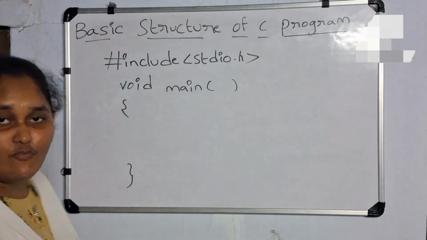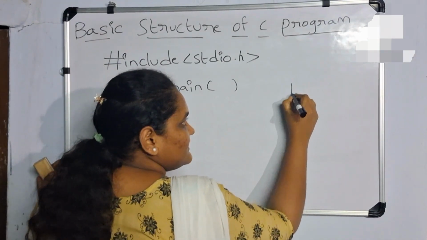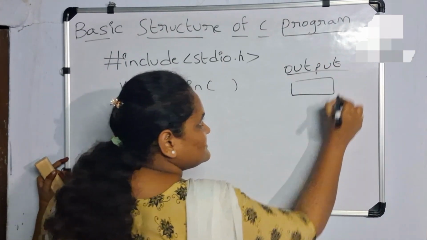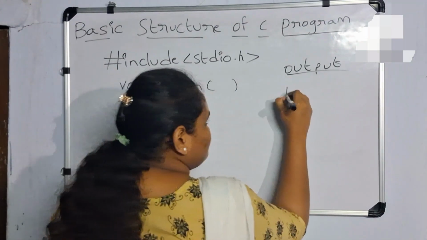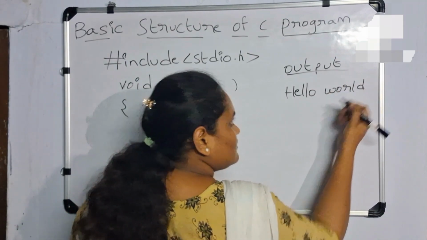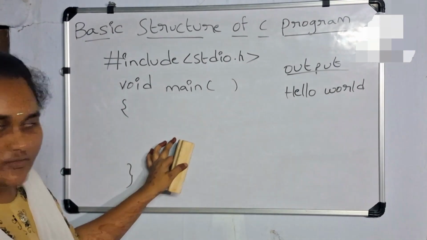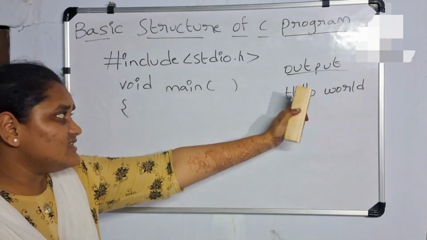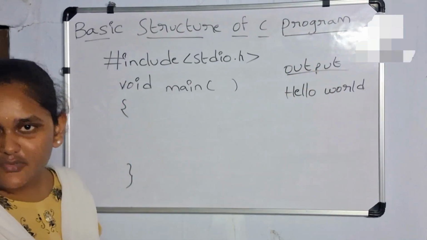Now, if I run this program, I want to see some words on the output screen. Let's say this is the output screen and I want to see hello world here on the screen. On running this program, what do we have to write to print that? I want to see these two words, hello and world, on the output screen.